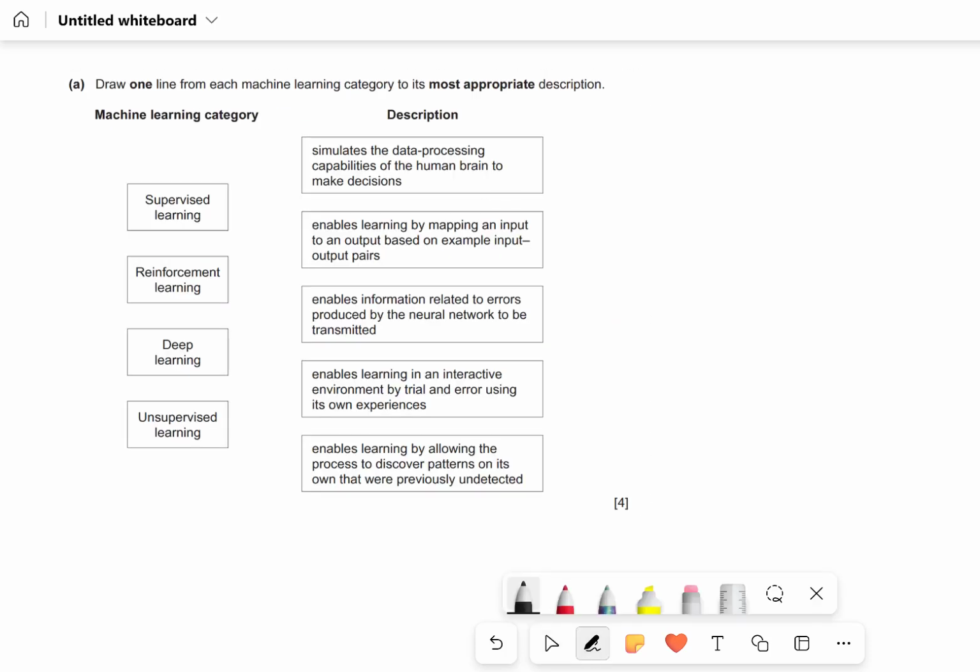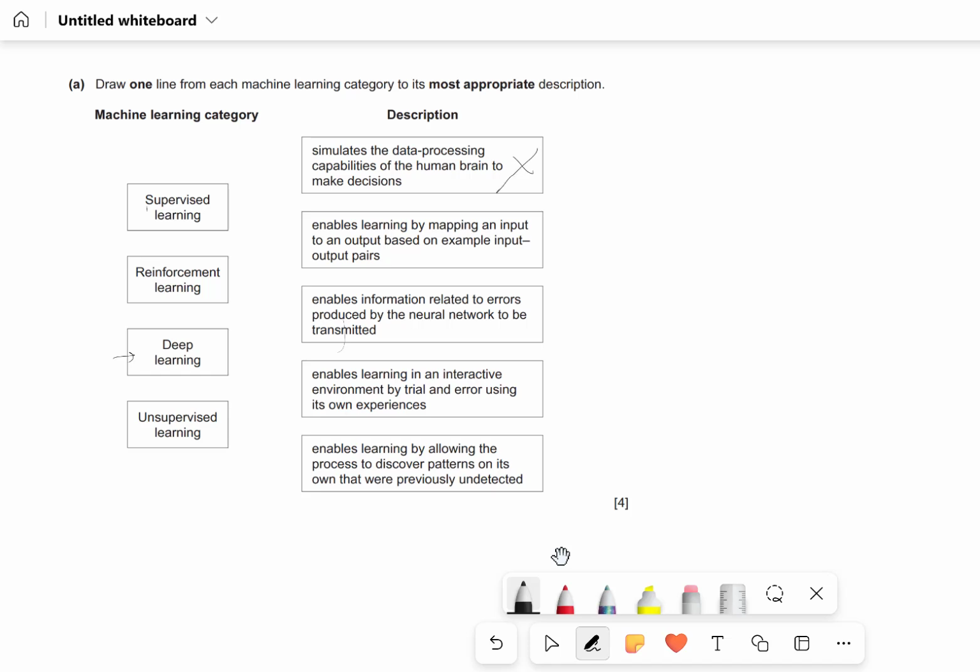Okay, at GCSE, you don't need to know about deep learning, but you can still give this exercise a go. Pause the video, match these up. Okay, let's rock and roll. Let's start with supervised learning. Which one of these suits the description of supervised learning? Simulates the data processing capabilities of a human brain to make decisions. Not really what we're looking at in terms of supervised learning.